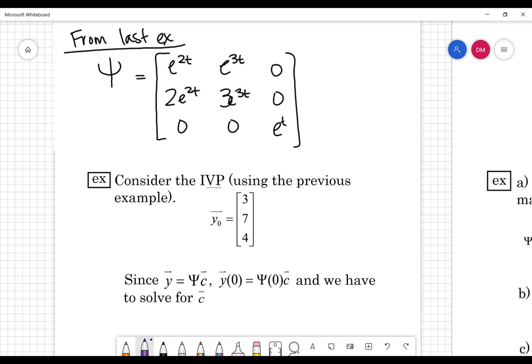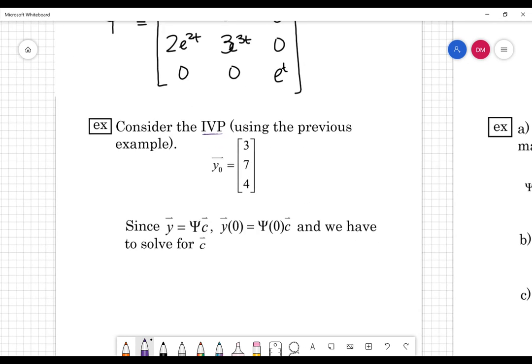I told you that we would continue today with our linear homogeneous systems. So we're going to take this fundamental matrix from our last problem, which you hopefully have in your notes, and we're going to do it as an initial value problem. And this will be our initial value right here. So y sub 0 is going to be 374.